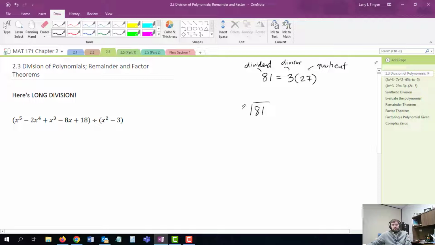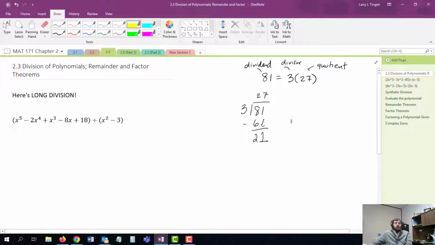I just want to see how many times 3 goes into 81. So the way we do that, 3 goes into 8 twice. 2 times 3 is 6. Subtract. 8 minus 6 is 2. The result of that subtraction should be less than the divisor. It is. 3 doesn't go into 2, so I bring down the 1. 3 goes into 21 7 times.